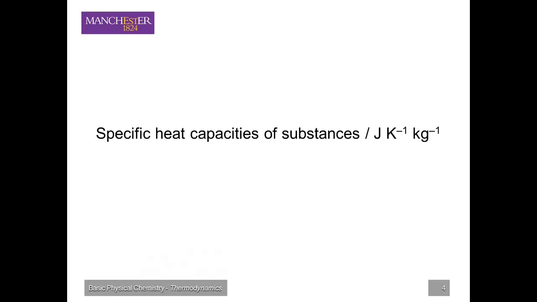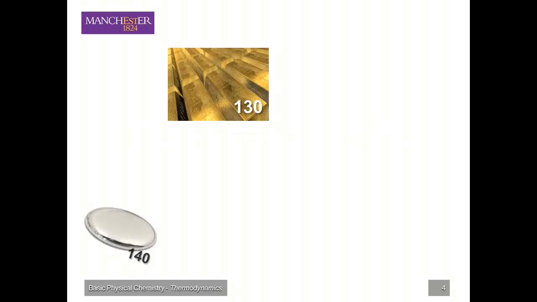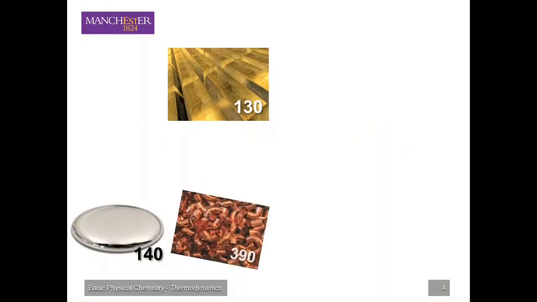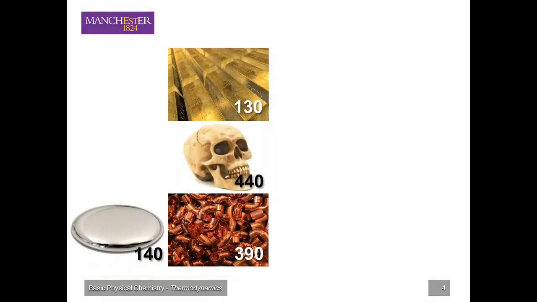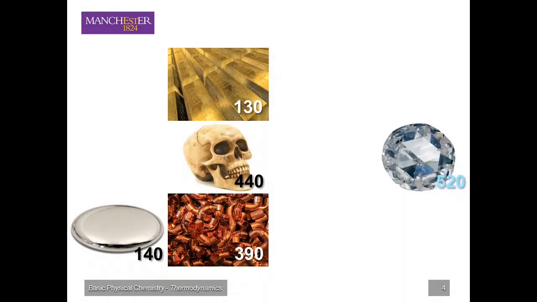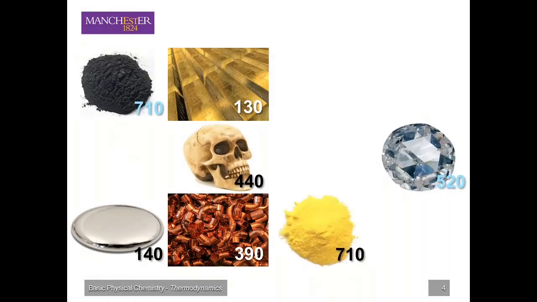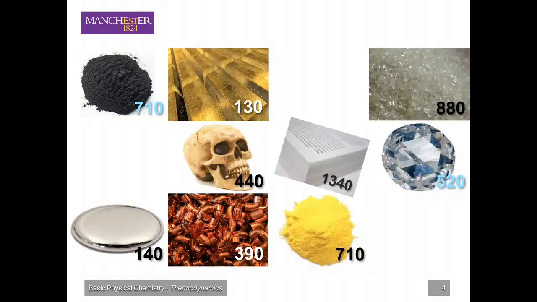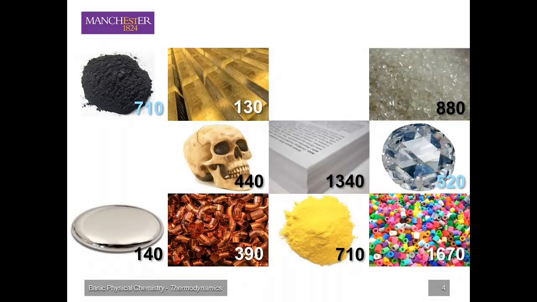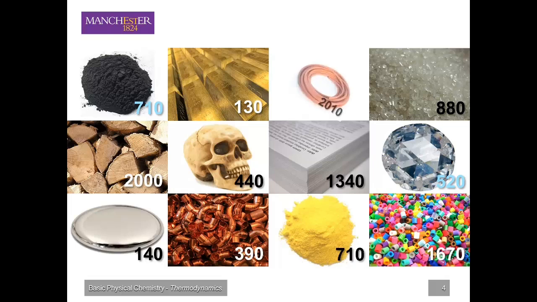The following slide will showcase a range of different materials and show their specific heat capacities in joules per Kelvin per kilogram. From lowest through to highest, the materials are gold, mercury, copper, bone, diamond, graphite and sulfur, sugar, paper, plastic, wood and rubber.